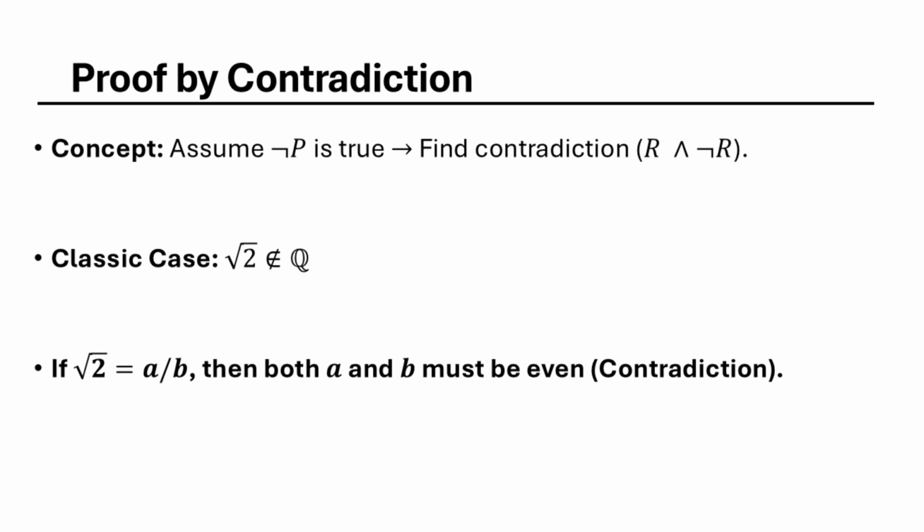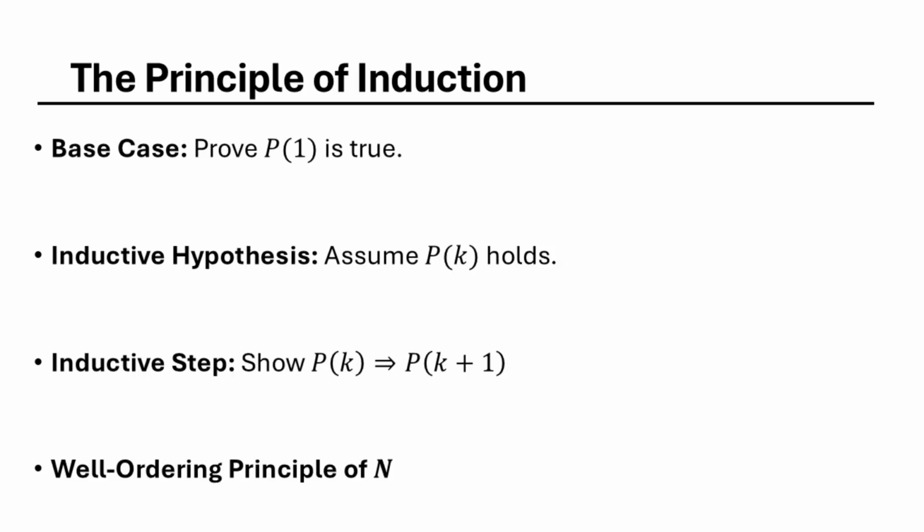Let's keep going. Mathematical induction is the domino effect of logic. It is a formal axiom used for statements involving natural numbers. To prove that a property holds for all n, we perform two steps. First, the base case, we prove it works for the smallest number, usually 1. Second, the inductive step, we prove that if the property holds for a number, k, it must also hold for the next number, k plus 1. We aren't just guessing, we are proving that the truth is inherited infinitely.